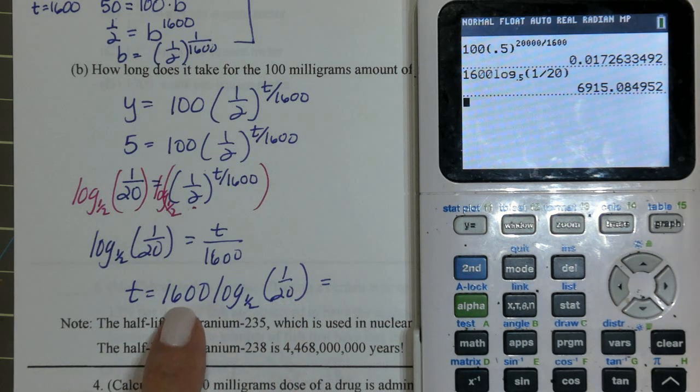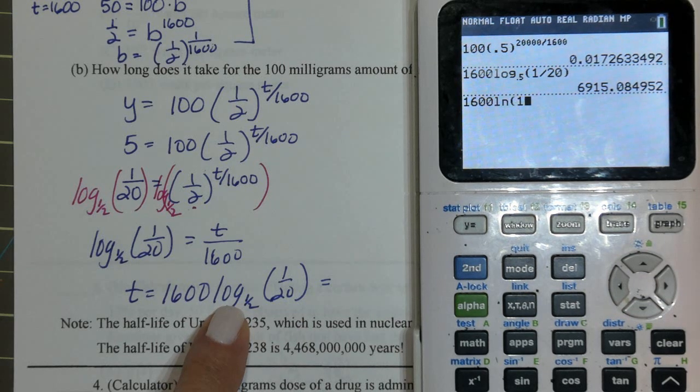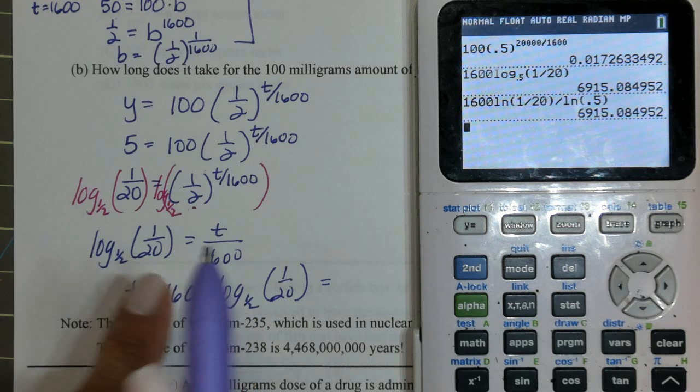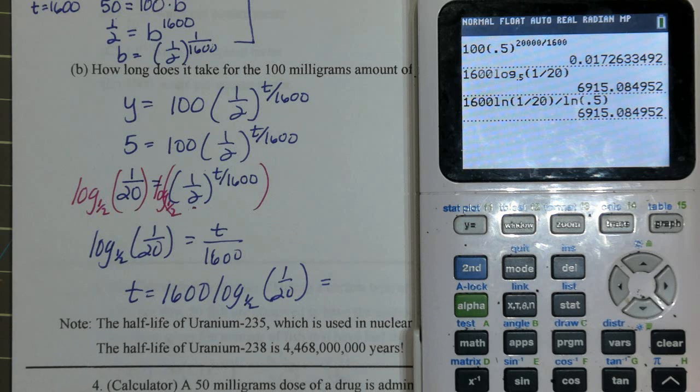So that's going to be my answer. I want to show you guys something. 1600. You can do this without going to F2. You can do ln of 1/20 divided by ln of 1/2. Same answer. That's how I would do it. If we had ln both sides, that's what we would have been typing into our calculator.